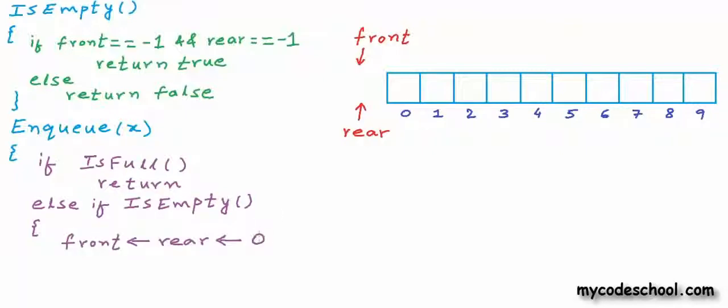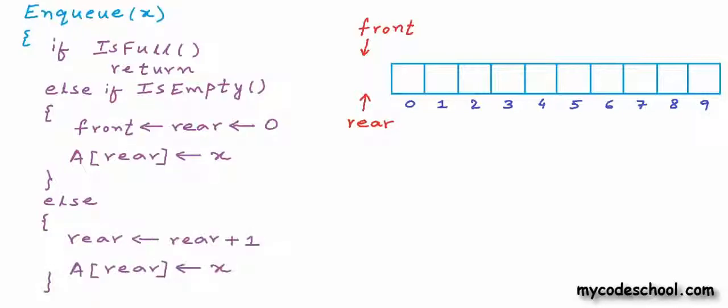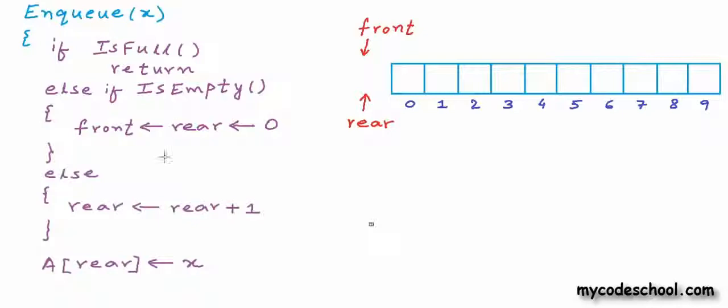Else, if queue is empty, we can add a cell to the queue. We can add cell at index 0 in the queue. And now we can set the value at index rear as x. In all other cases, we can first increment rear, and then we can fill in value x at index rear. I can get this statement, A[rear] equal x, outside these two conditional statements because it's common to them.